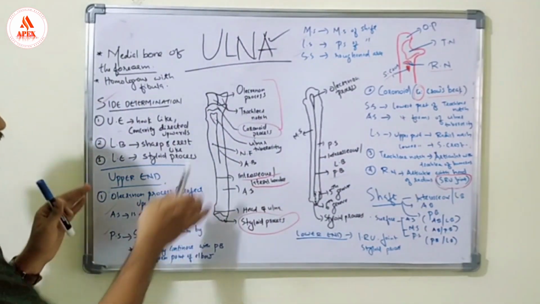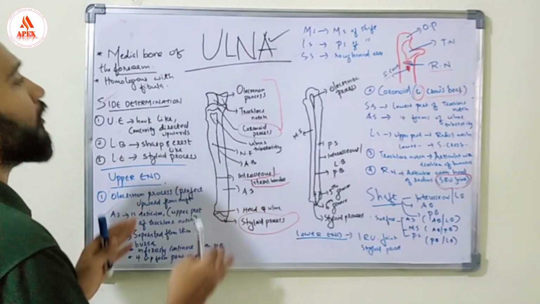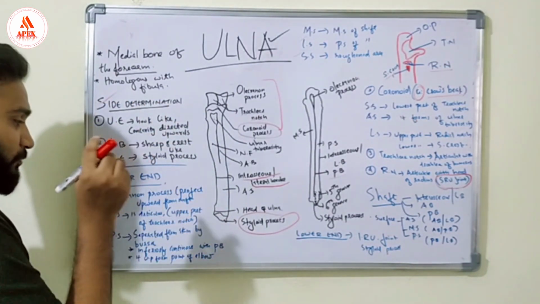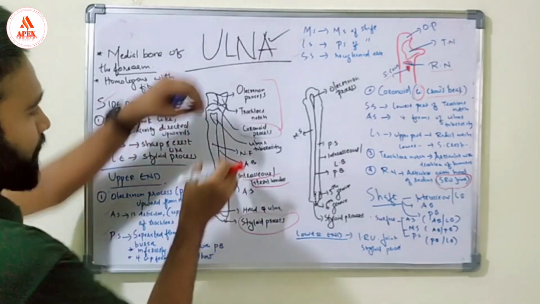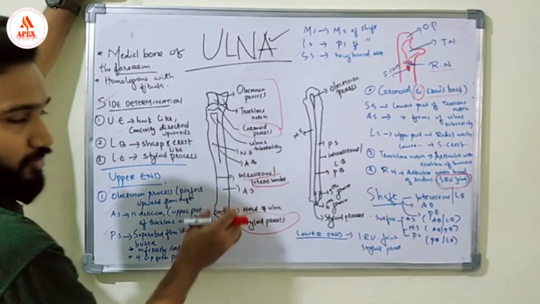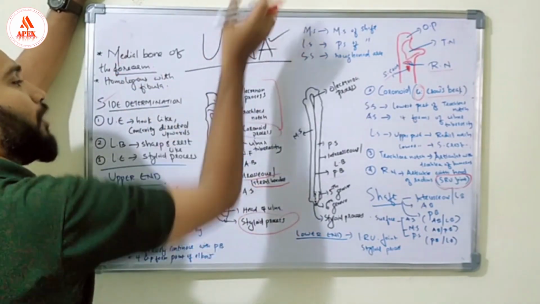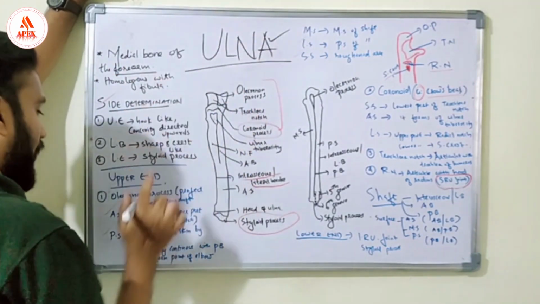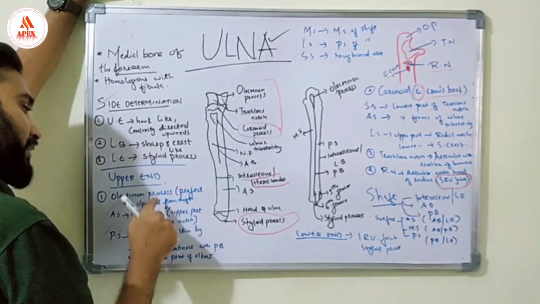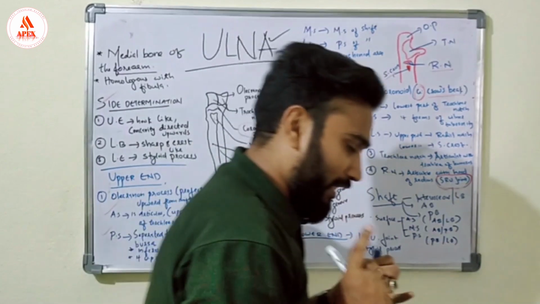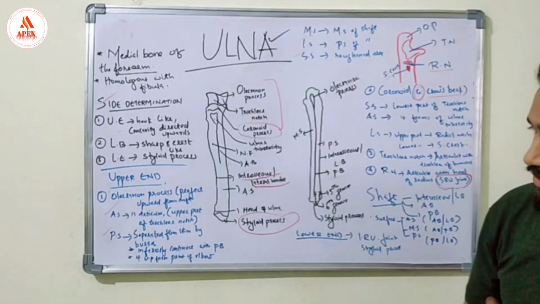This is very important. Olecranon and coronoid process are very important, related to the ulna. The olecranon process projects upward from the shaft. See, this is the shaft. This region is the shaft. And the olecranon process is projecting upward from the shaft. And the olecranon process has an anterior surface. First surface is anterior.